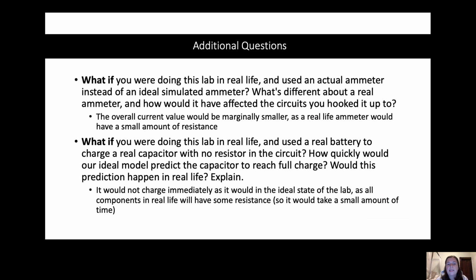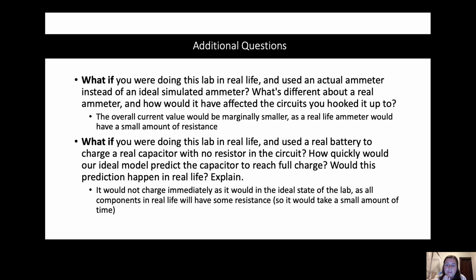Additional questions. What if we were doing this lab in real life and used an actual ammeter instead of an ideal simulated ammeter? What's different about it? The overall current value would actually be marginally smaller because this real-life ammeter would have a small amount of resistance, unlike the ideal state where there's no resistance in the ammeter.